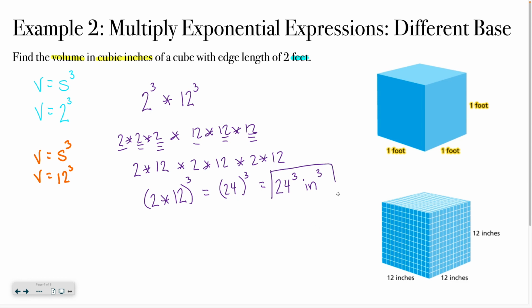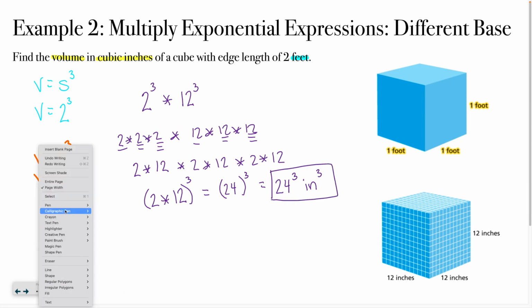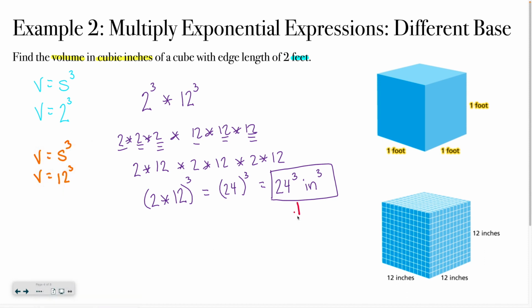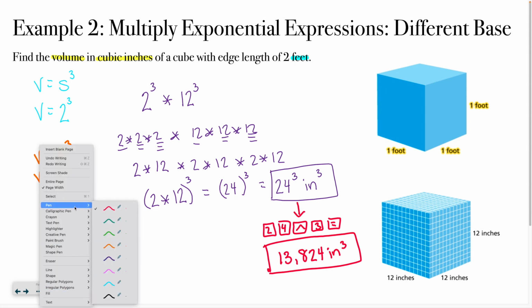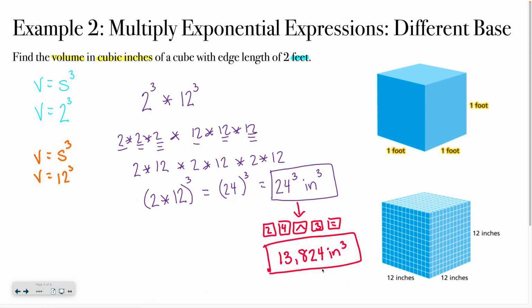I know that can look a little confusing once you have a label, but we're not quite done because I want to know what that number is. So again, I'm going to type in 2, 4, caret 3, and then the equals. And when I do that, I get 13,824 cubic inches as my final answer. Okay, so that would be my final answer for this problem, but let's go back and just recap quickly.